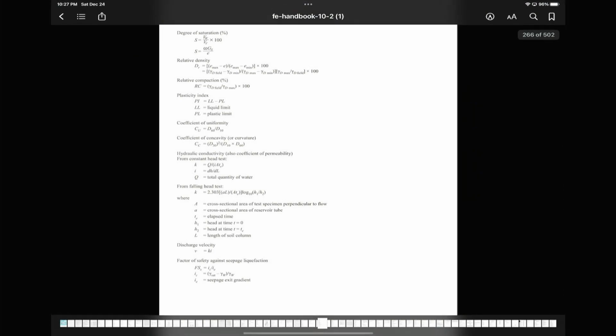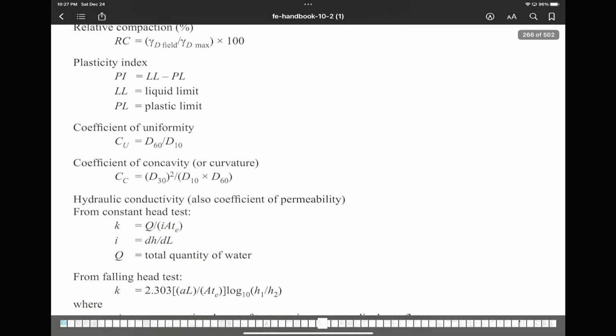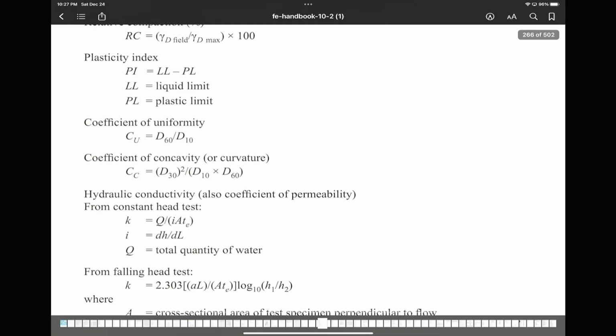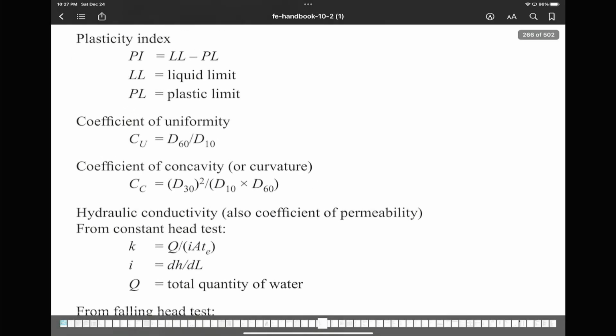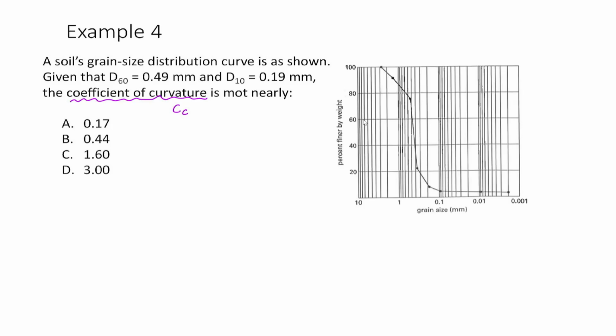So go to the reference book, and so this is the definition of C sub C. C sub C is D30 squared over D10 times D60. So we can come back to this one. C sub C is D30 squared over D10 times D60.